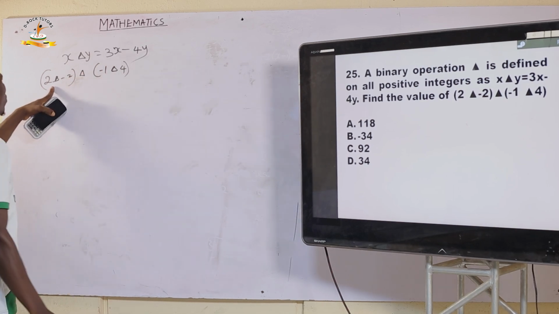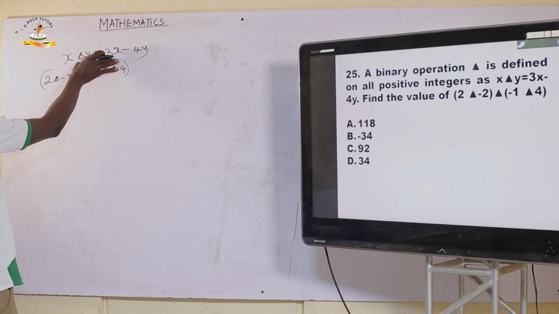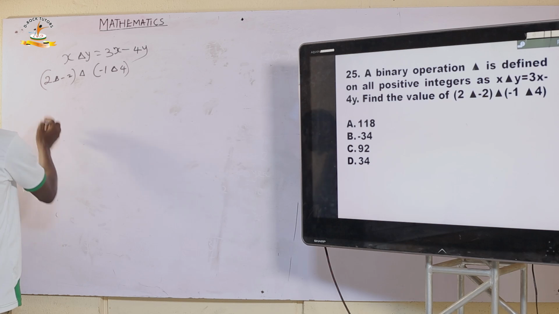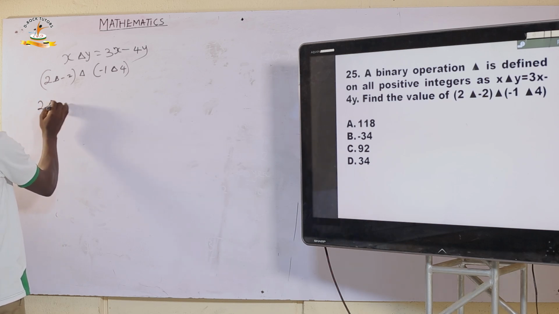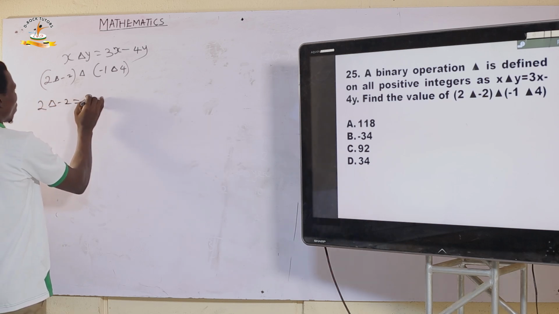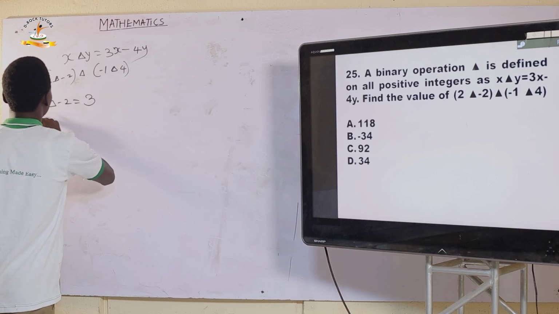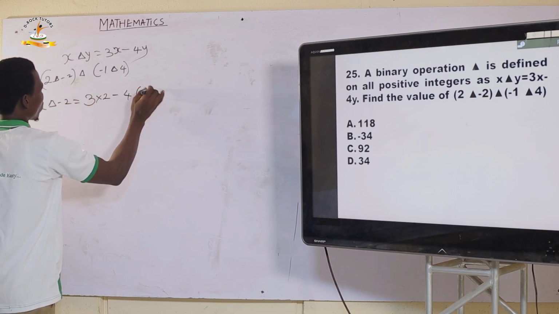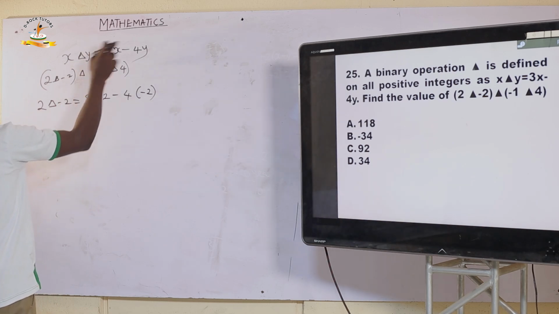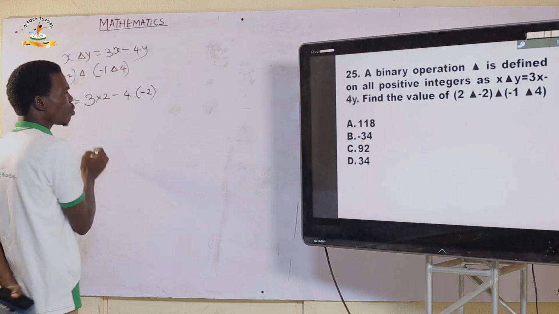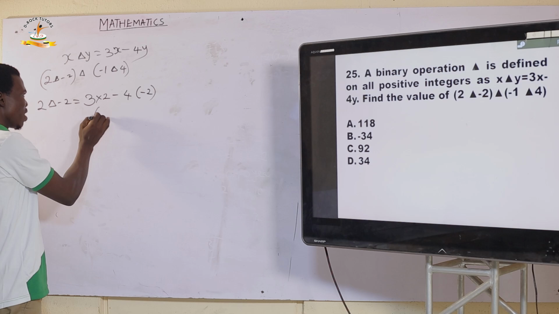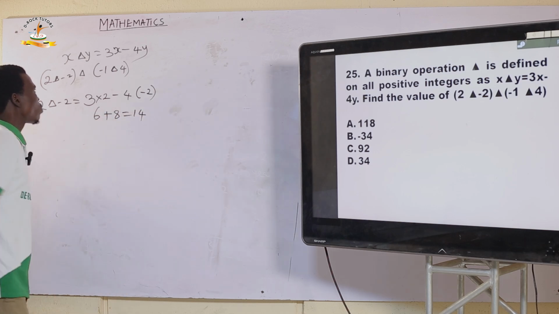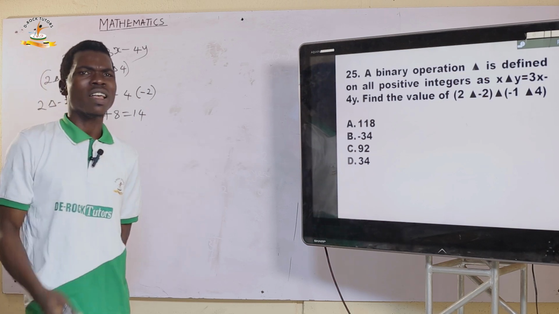Here, 2 delta minus 2 means we go back to our formula and put x equals 2 and y equals minus 2. So I start up with 2 delta minus 2. It's simply going to be 3, instead of writing x, I put 2, so 3 times 2 minus 4 times minus 2, because minus 2 represents y in this formula. So it's going to be 6 plus 8, and this is simply 14. So my 2 delta minus 2 is 14.